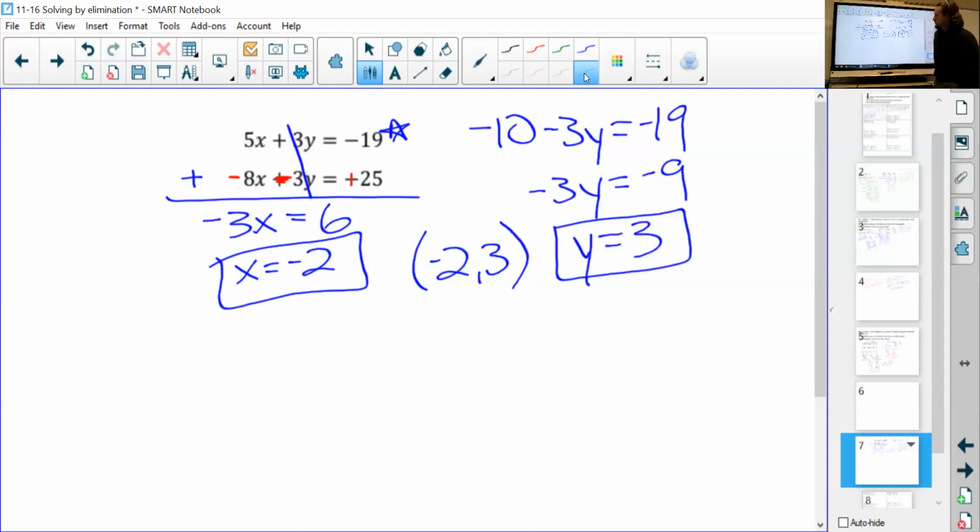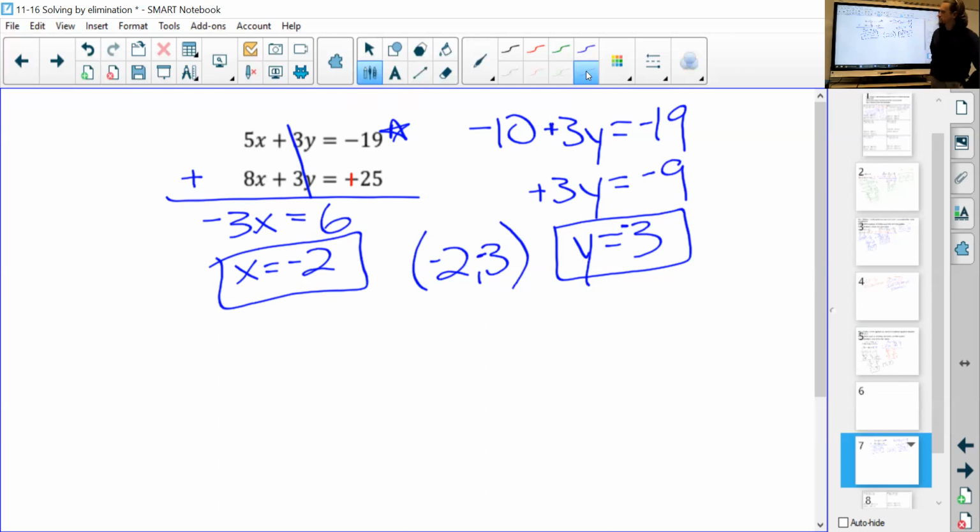8 times negative 2 is 16. 16 plus 9, that's negative 9. Wait a minute, hold on. I confused myself here. Did I make a mistake? I should be negative 3. What did I do? Oh, there it is. This is supposed to be plus 3y. This is why we check. So plus 3y, plus 3y, this becomes negative 3. And now this makes more sense.